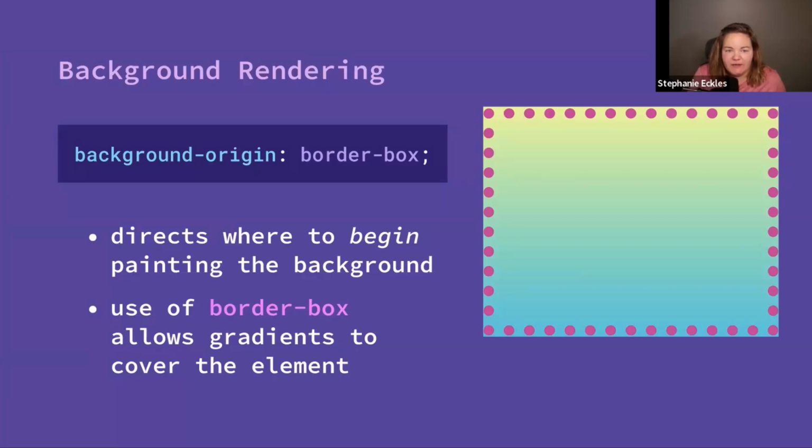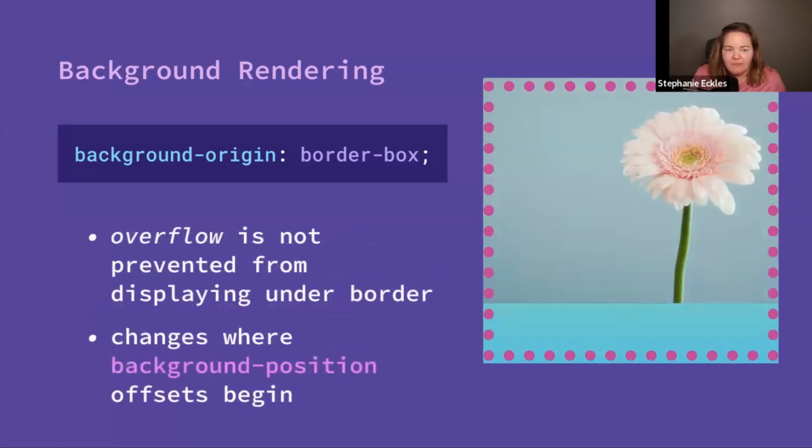And the difference between background clip is that with background origin, any overflow is not prevented from being visible under the border. The background origin property also affects the offset location of the background position, which is defaulted to content box. And this is to prevent borders overlapping a background image.